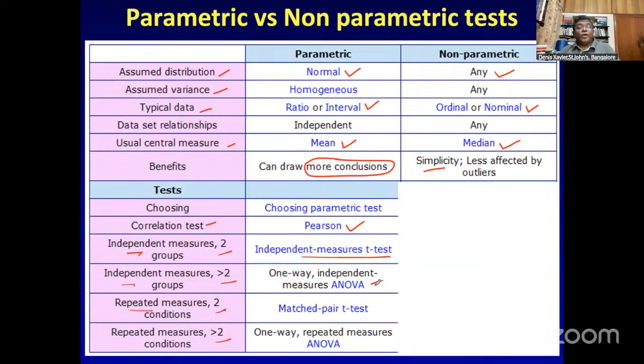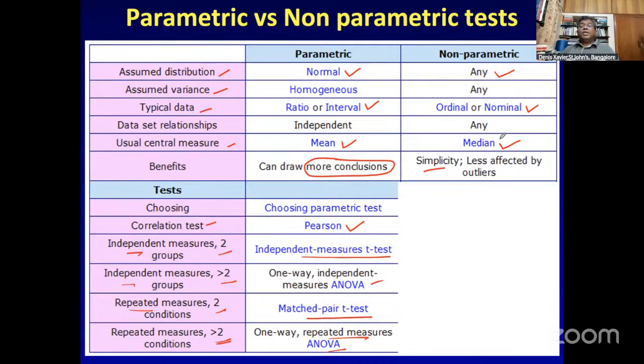Now, when we have repeated measures, or before and after in the same group, it is the matched pair t-test, also called the paired t-test. For repeated measures with more than two conditions, it is not one-way ANOVA, which is for independent measures. It is a one-way repeated measures ANOVA. I'll also tell you later about MANOVA, ANCOVA and R-MANOVA. Those are all variants of this. But for now, one-way repeated measures ANOVA.